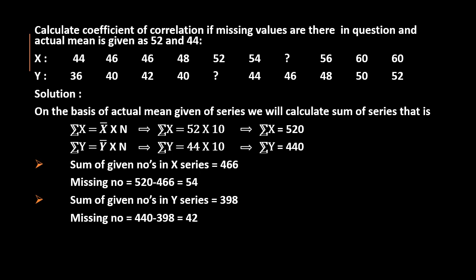Now you have to find the missing number. To find the missing number, you have to sum all the observations already given in the series for x and y, and subtract that from the actual sum that you get by multiplying the number of observations with the actual mean. That is 520 and 440. Now the missing number for the x series will be 520 minus 466. That is, 466 is the number you are getting by the sum of the observations already given in the series. Same you have to do for the missing number in the y series. 440 minus 398 will give you 42. So the missing numbers are 54 in the x series and 42 in the y series.